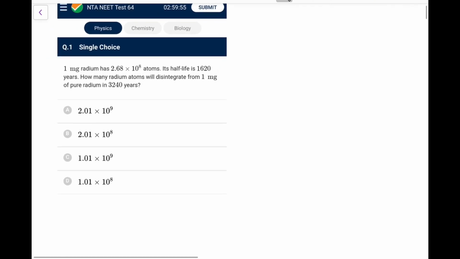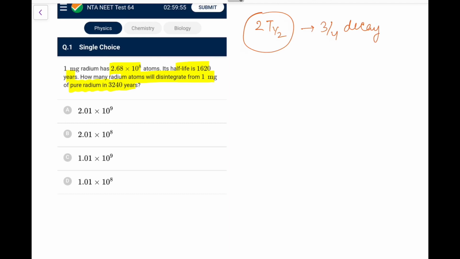1 milligram radium has 2.68 into 10 to the power 8 atoms. Okay, its half-life is given. How many atoms will disintegrate from 1 milligram of pure radium in 3 to 40 years? So 3 to 40 years, you can directly say it is 2t half. So 2t half means 3/4 will decay, 1/4 will remain. So 3/4 will decay, therefore 3 by 4 into 2.68 into 10 to the power 8 atoms will decay.